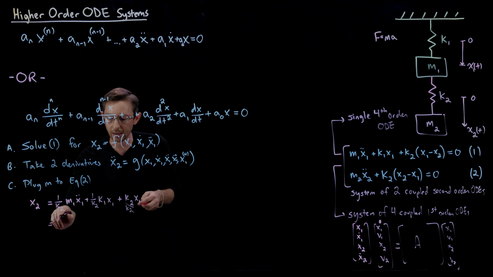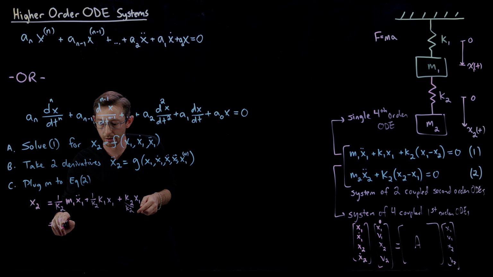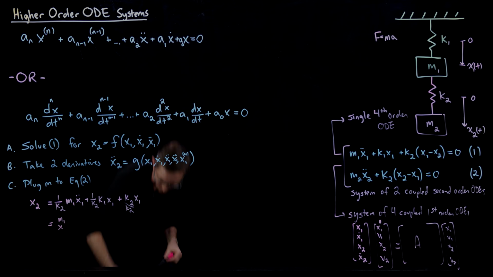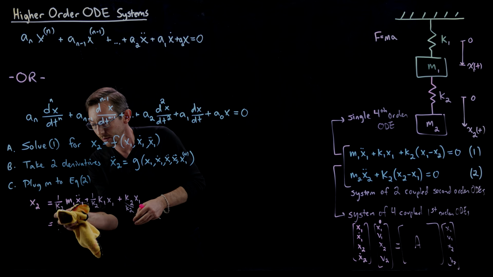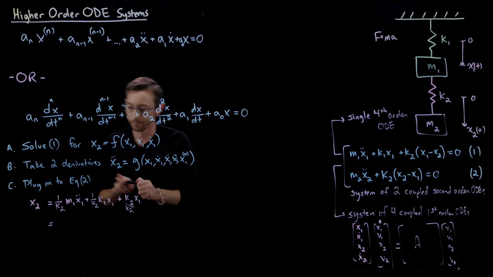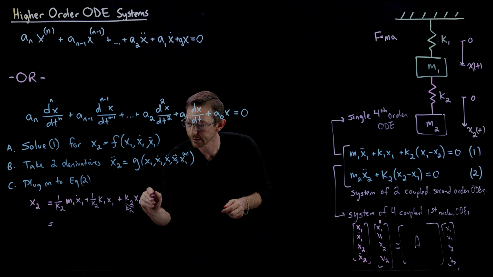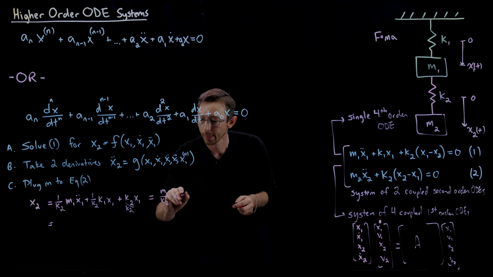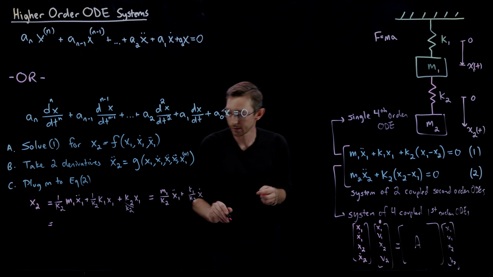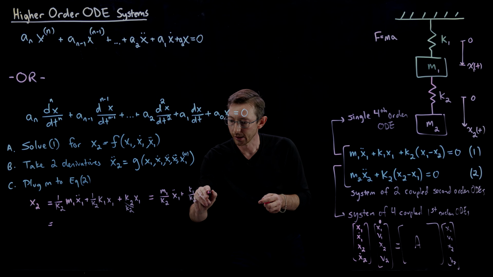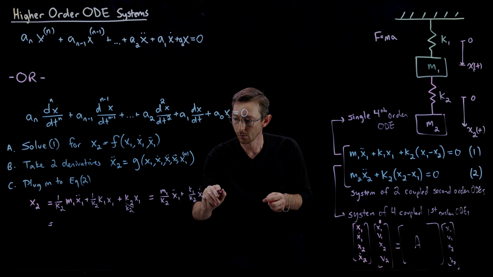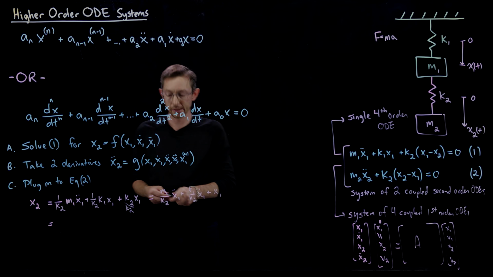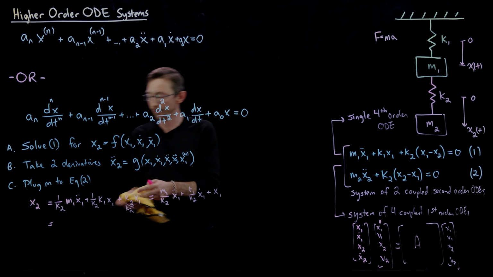And so this whole thing equals m1 over k2 x1 double dot plus k1 over k2 x1 dot plus x1. That's what x2 equals. Okay, good. So we've isolated x2.